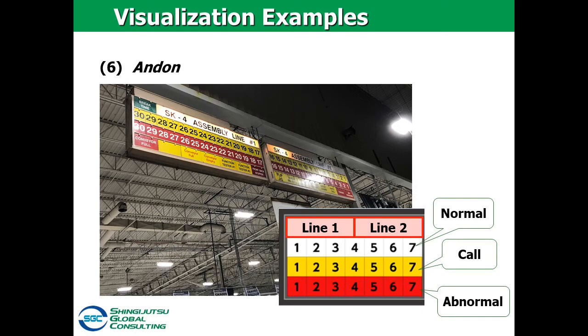Andon is the display board to show the operational status of lines and machinery for supervisors and related people who can take appropriate action quickly when they see any abnormalities are shown on the board.